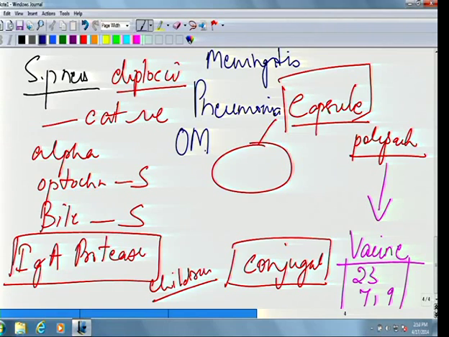So we could give you any one of these infections and ask you what is the virulence factor, or ask you what is the characteristic of the microbe. How do you recognize alpha hemolysis? Green, yes, green.